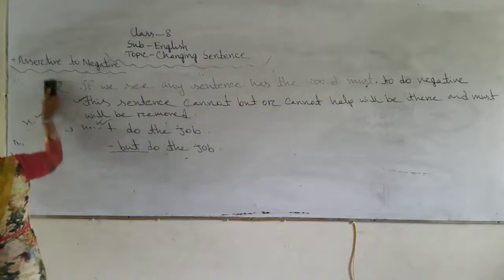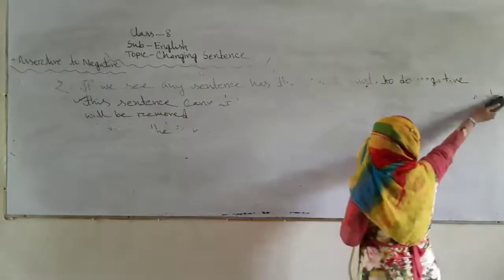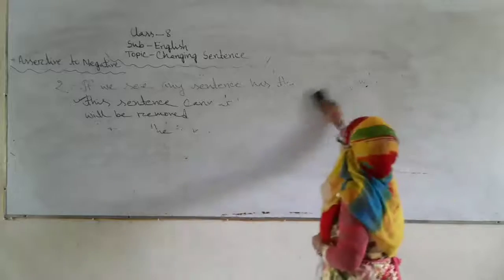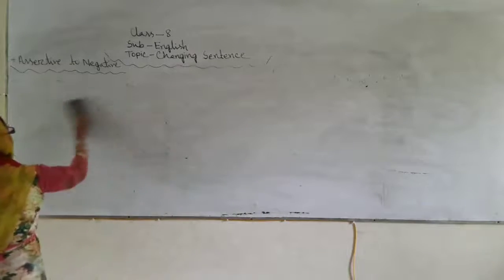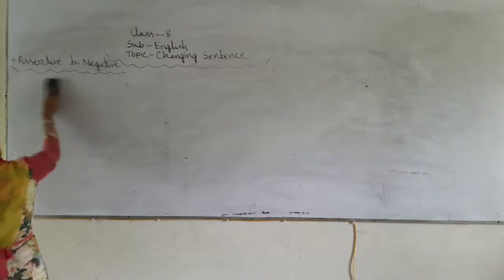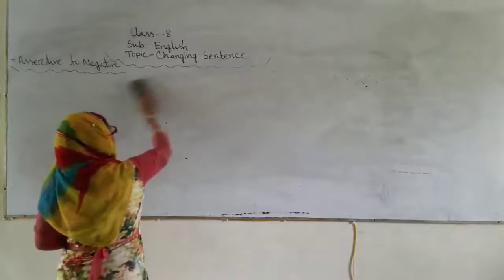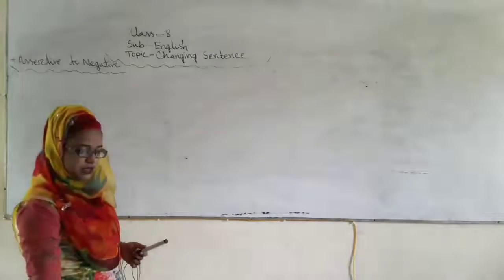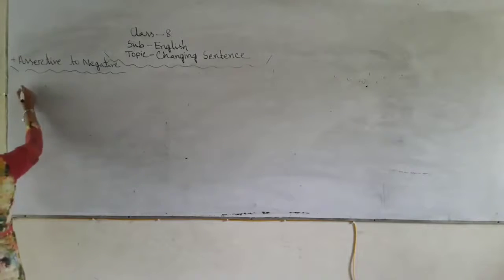Rule number three. Try to understand, and I hope you all will practice it at your home by these rules. This is an easy way of changing sentence from assertive to negative. This is a really very easy way by which you can do it very carefully.